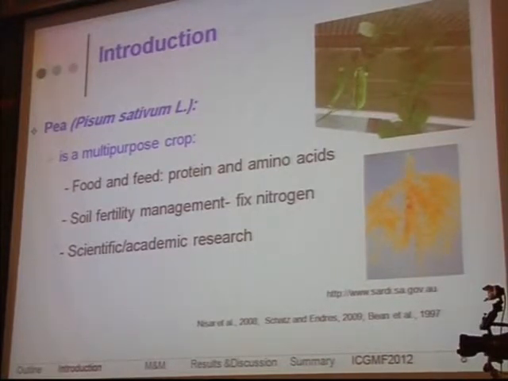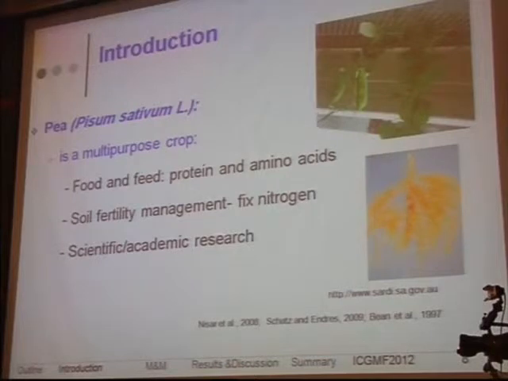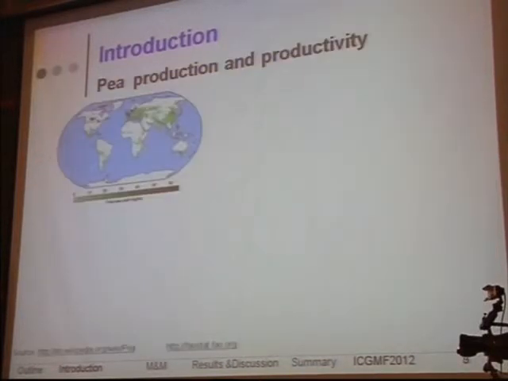It contains around 40% of protein, with a very good amino acid profile. It has a very nice ability to fix nitrogen, and this reduces the application of nitrogen fertilizer by 40%. Pea can also be used as a model plant for more research.